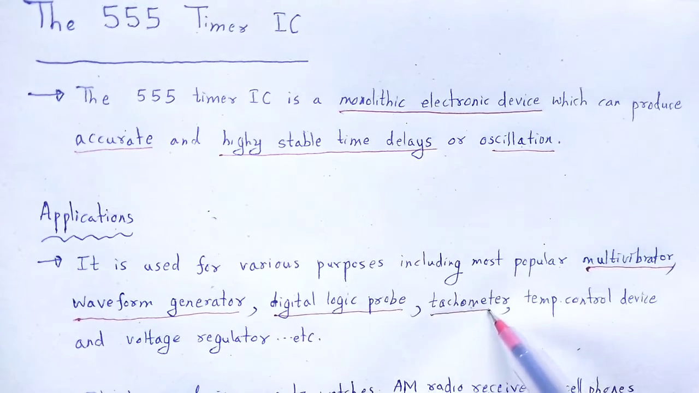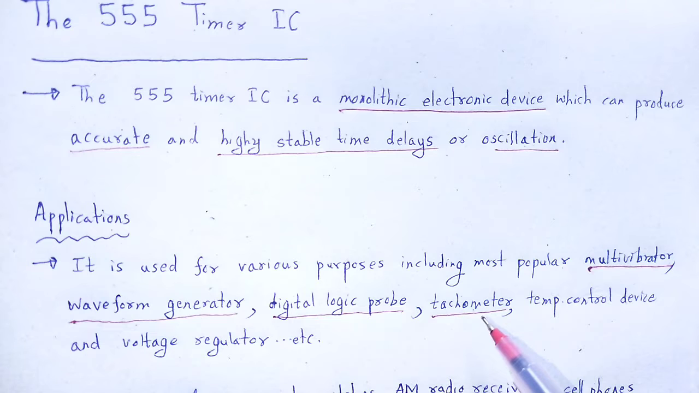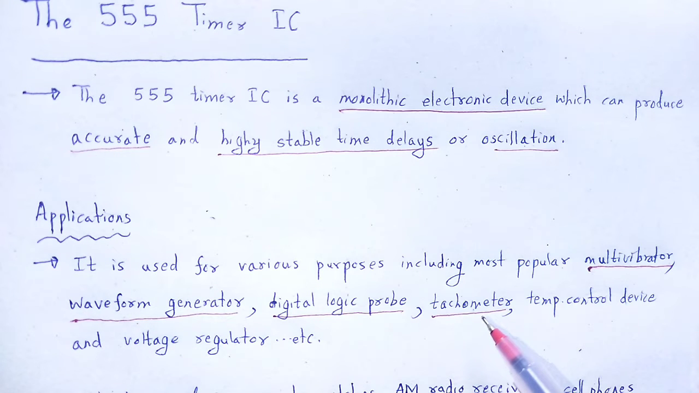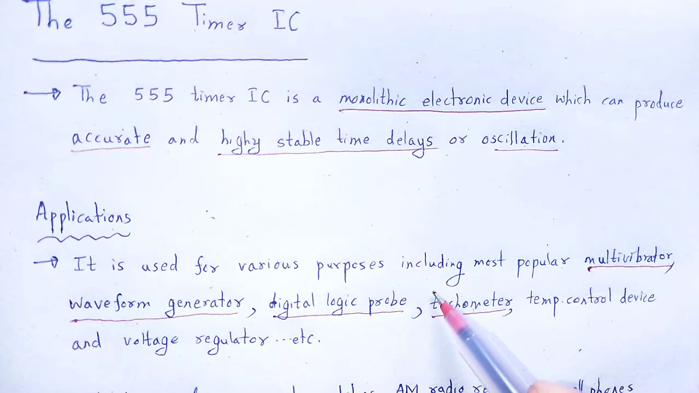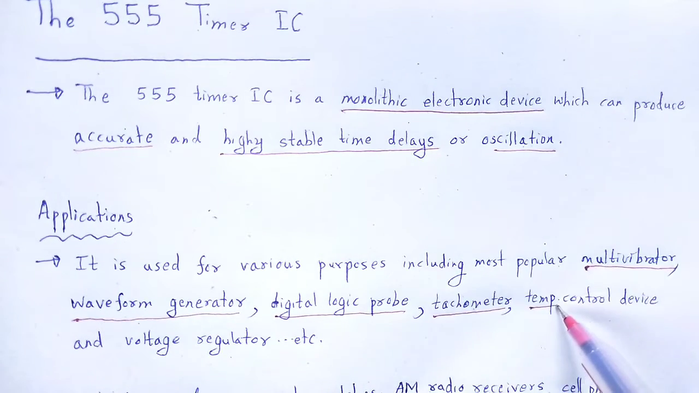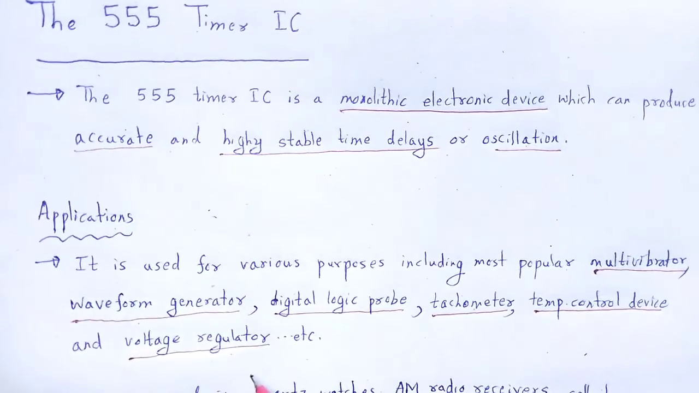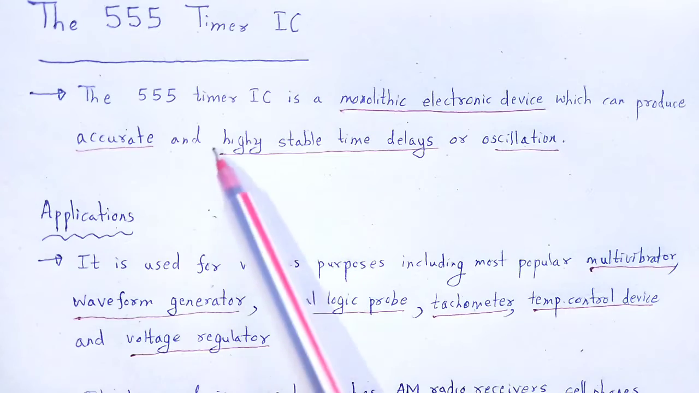Next, tachometer. We see a tachometer in cars, in the speedometer section, which detects the speed of that particular car, or the fuel level of that car, indicated by an electronic device, that is the tachometer. Next, temperature control devices, and even in voltage regulators we use the 555 timer IC.